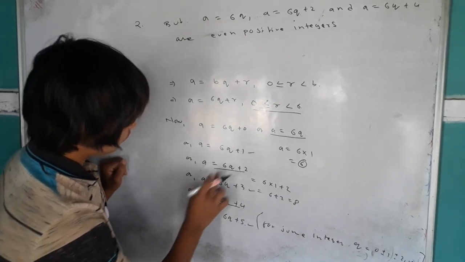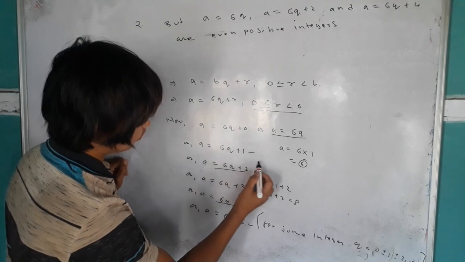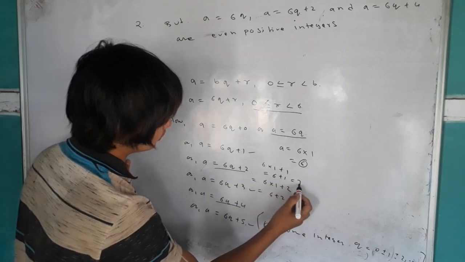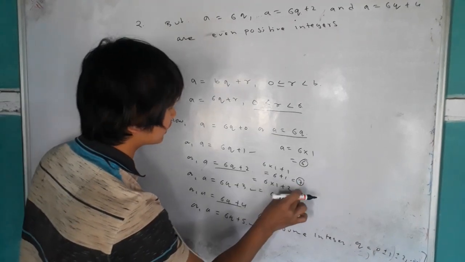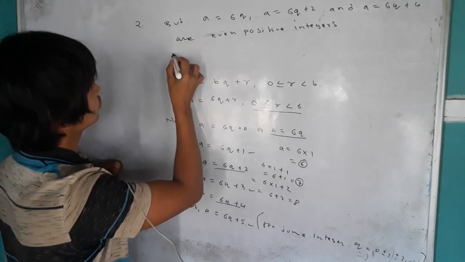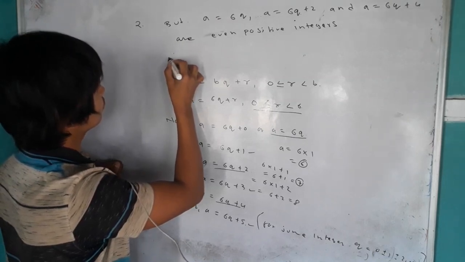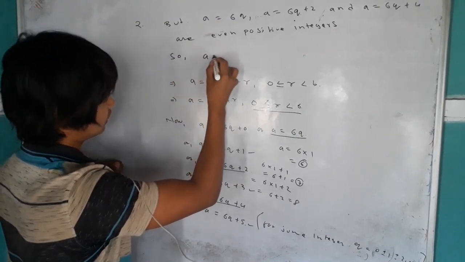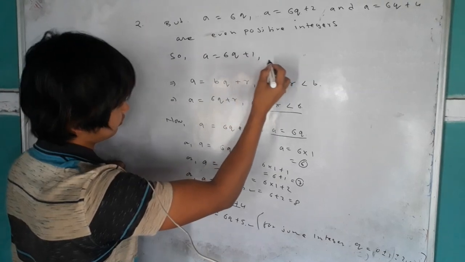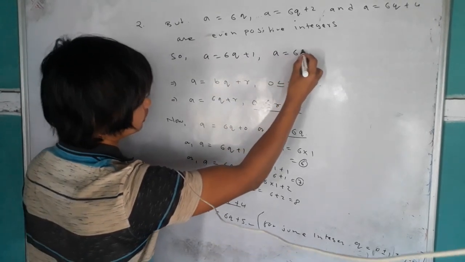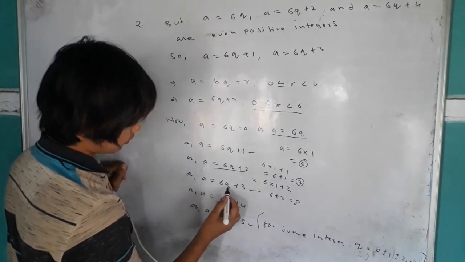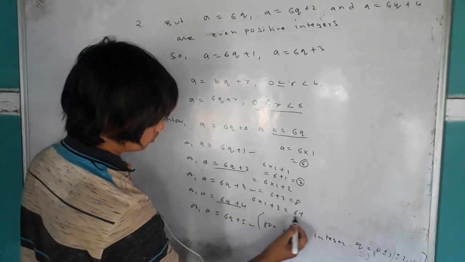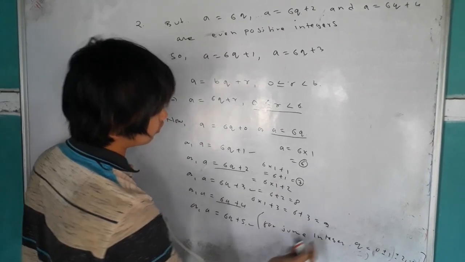See, when we put Q equals 1, what happens? 6 into 1 plus 1, what will it be? 6 plus 1 will be 7. This is a positive odd integer. Therefore, A equals 6Q plus 1. A equals 6Q plus 3. Similarly here, if you put 1, 6 into 1 plus 3, what will be the answer? 6 plus 3 will be 9. It is an odd positive integer.